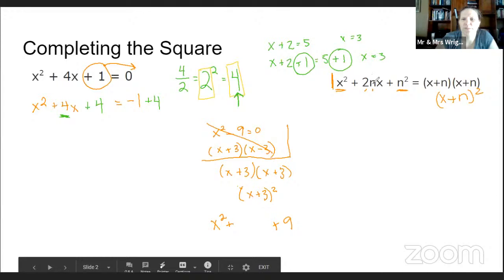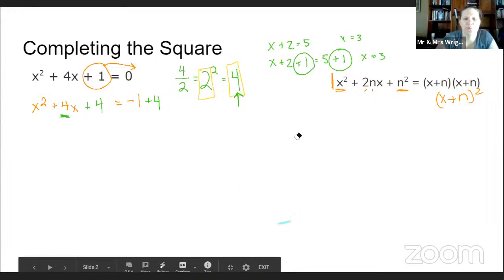Well, it says 2 times n. And in this case, what is n? N is what's in the factored version right here. So 2 times 3, so we're going to have 6x. The bottom here is the expanded form of the polynomial. And this right here, the x plus 3 squared, is the factored form of the polynomial. So we need to keep this in mind when we're moving over to what we're doing over here. Let's go ahead and erase this so we have more room.